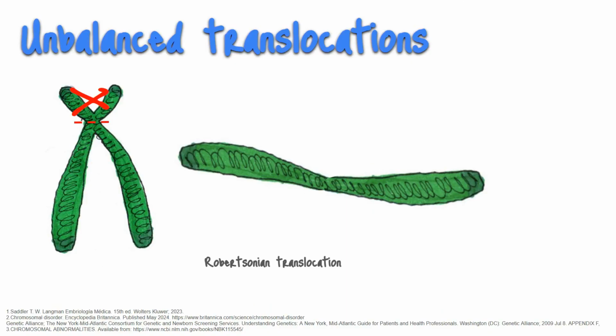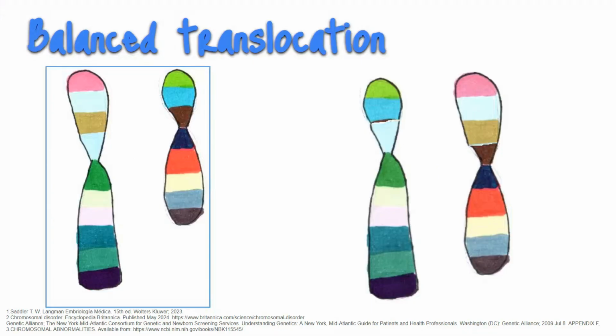Although the degree can vary depending on how much is gone or how much is added. A balanced translocation is a chromosomal rearrangement where segments of non-homologous chromosomes, not to confuse with sister chromatids, are exchanged without a net gain or loss of genetic material, making the carrier generally healthy but potentially passing on unbalanced chromosomes to offspring.